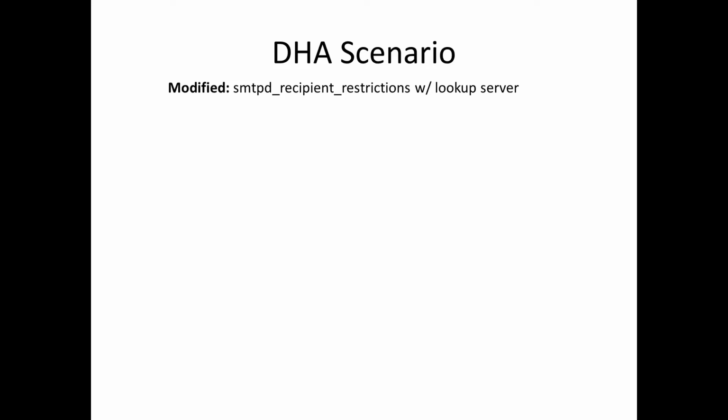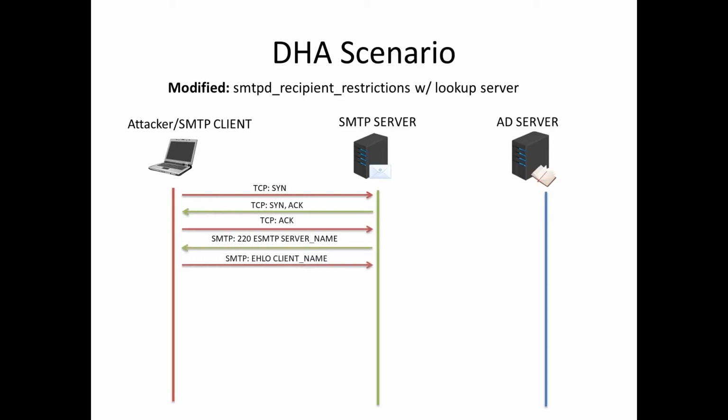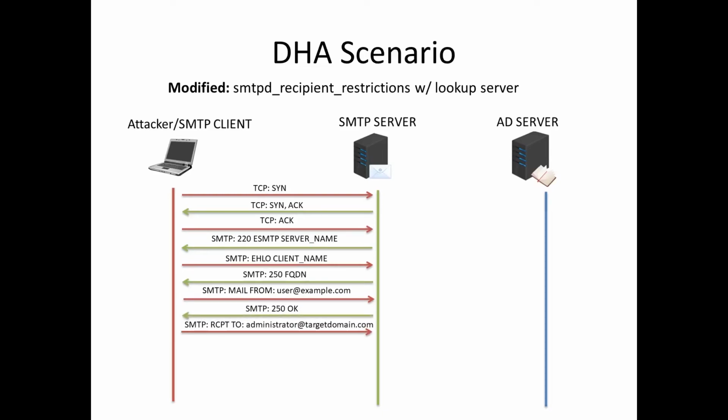Moving forward, given the lookup table for the parameter is explicitly defined, there will be some changes during the communication. Of course, we'll still have the attacker and the SMTP server, but this time we have a lookup server, which is an AD server. So the TCP handshake will start, and then the SMTP greetings, and then we have the MAIL FROM until the RCPT TO.